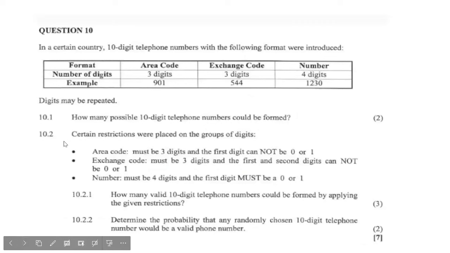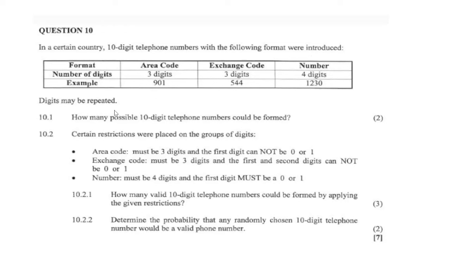Okay, then we have question 10. It says, in a certain country, 10-digit telephone numbers with the following format were introduced. The area code must consist of 3 digits. The exchange code must consist of 3 digits, and then the number must consist of 4 digits. So all in all, that's 10 digits. Then they gave us an example: the number can be 901, 544, and then 1230.